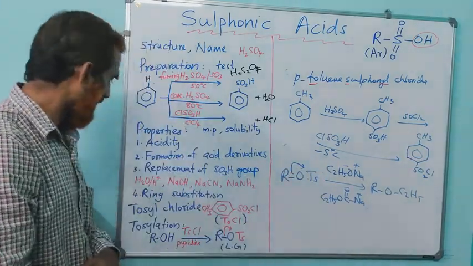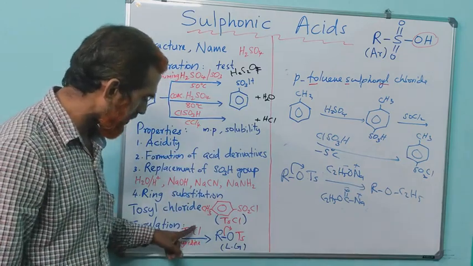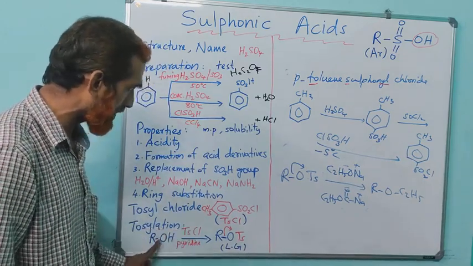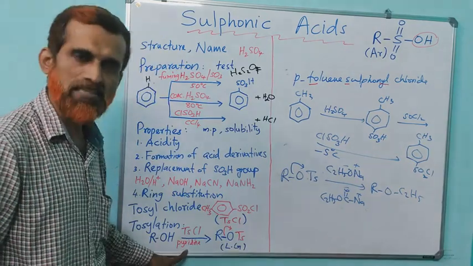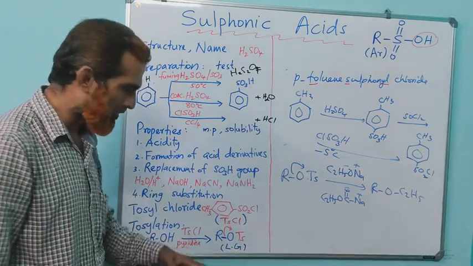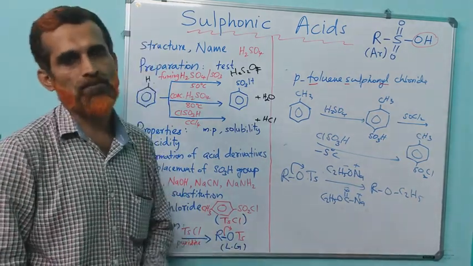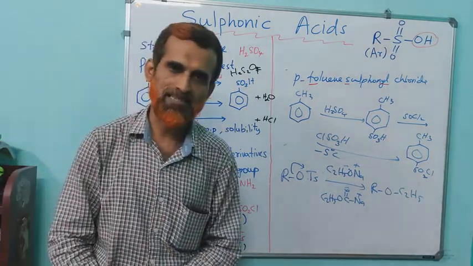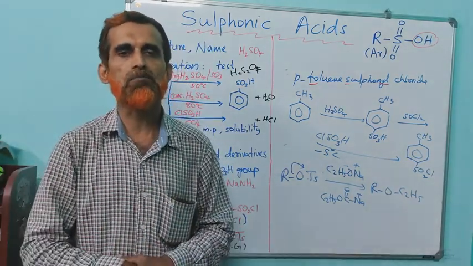Okay, so that's all. See, by treating tosyl chloride with alcohol, remember pyridine is used maybe to neutralize the HCl formed. Fine. So that's all about sulfonic acids. With this we come to the end of this module. Thank you.